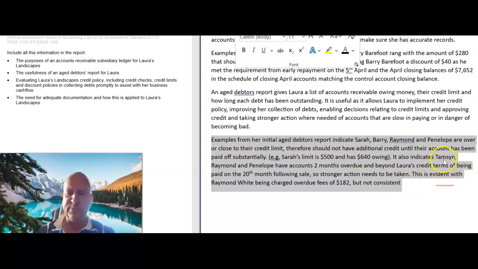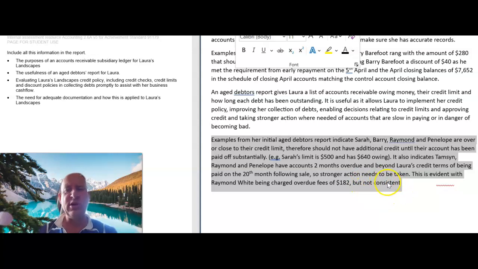Also showing how it's useful. Tamsin and Raymond and Penelope all have accounts over 2 months. So these are things that we would have to follow up. So again, it shows the usefulness of that aged debtors report. It also helps us with things like our discount policy and our interest policy. So we've charged Raymond White $182 because the interest policy says they get charged 10% over 2 months. We won't know that unless we've got an aged debtors report that shows us 2 months. Raymond White owes that $1,820.